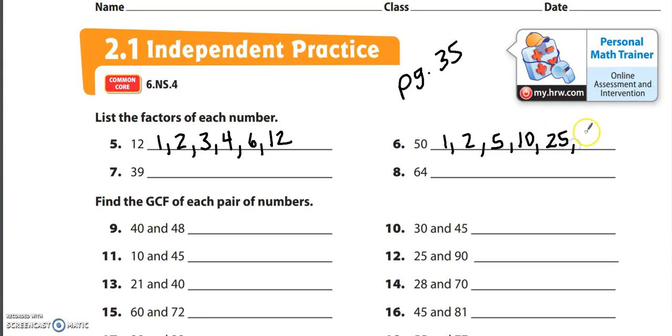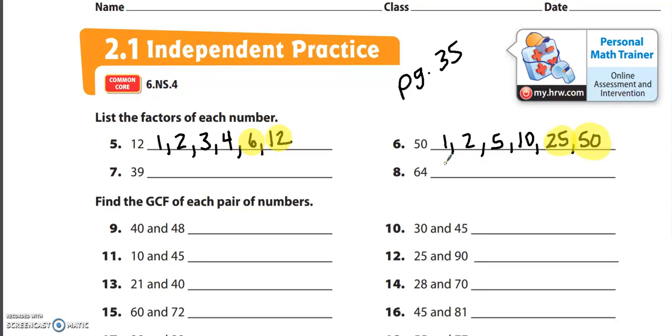25 and 50. I want to point something out to you. When it comes to even numbers, the last factor is itself, and the second to last factor is exactly half of it. So for 12, it is an even number, so the last factor is 12. The second to last factor is half of 12, which is 6. That's true for all even numbers. So 50 is its own factor, and half of that is 25. That same thing that I just told you is going to work for number 8 as well. I think we're going to do that one real quick. We'll come back and do 7 last.